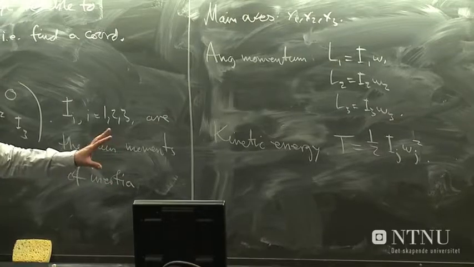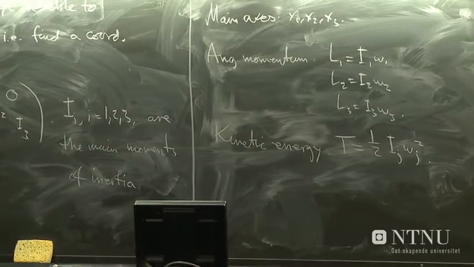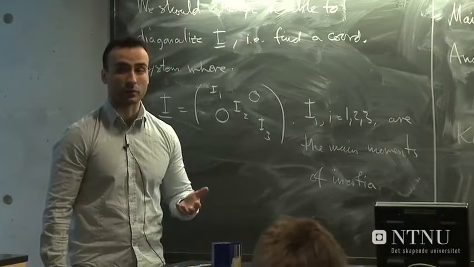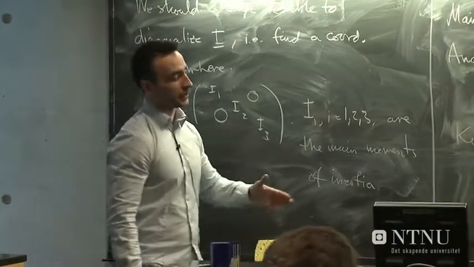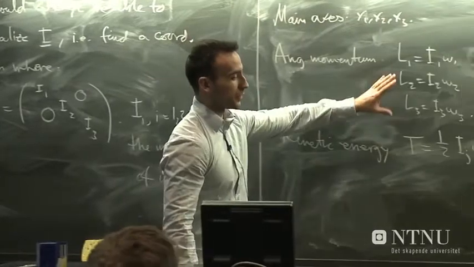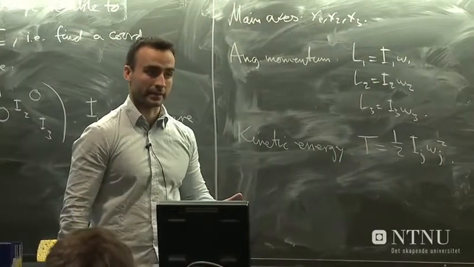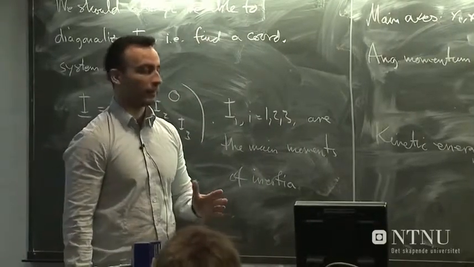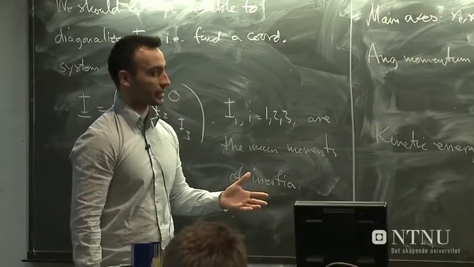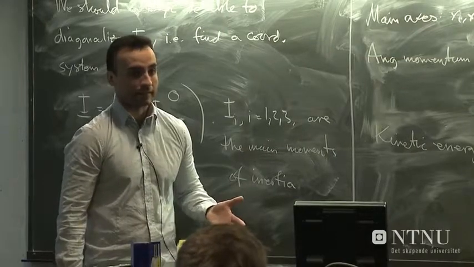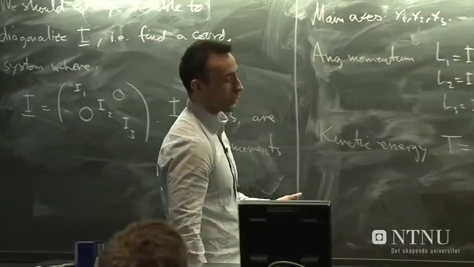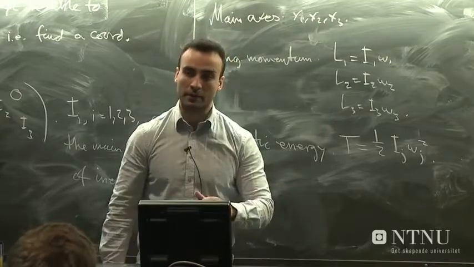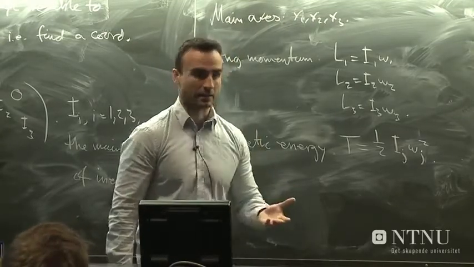So I hope this convinces you that the coordinate system which diagonalizes the matrix of inertia is a very handy coordinate system to be working in, because it gives you very simple expressions for the angular momentum and the kinetic energy. Now keep in mind that regardless of which coordinate system you're considering, the angular momentum and the kinetic energy should be the same, right? The kinetic energy shouldn't depend on which coordinate system we consider. So we might as well just take the coordinate system which gives us the easiest expression, namely this one.